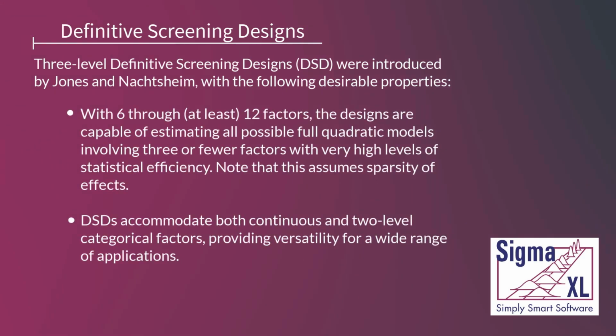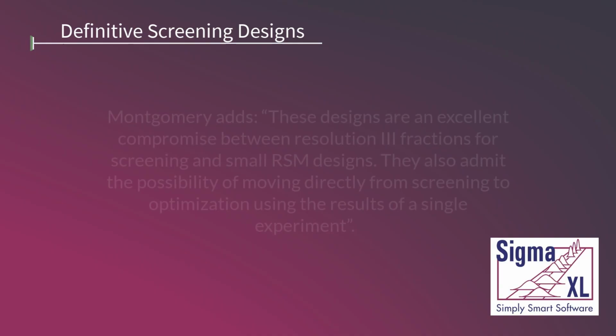With 6 through at least 12 factors, the designs are capable of estimating all possible full quadratic models involving 3 or fewer factors with very high levels of statistical efficiency. Note that this assumes sparsity of effects. DSDs accommodate both continuous and 2-level categorical factors, providing versatility for a wide range of applications.